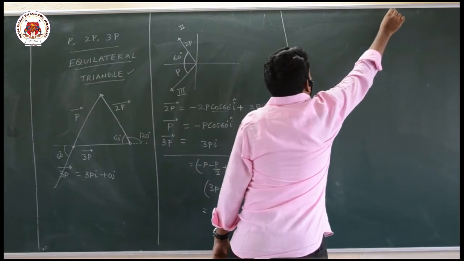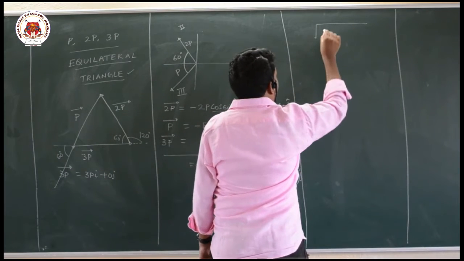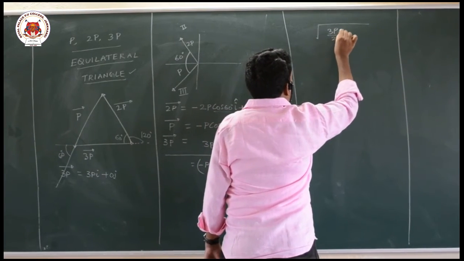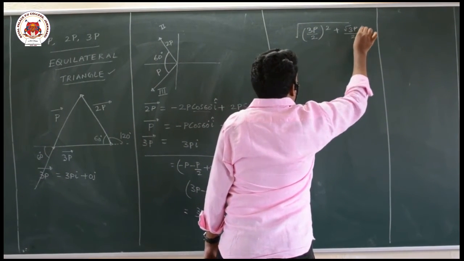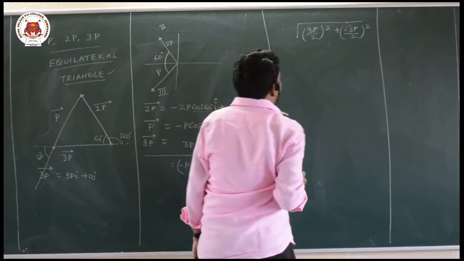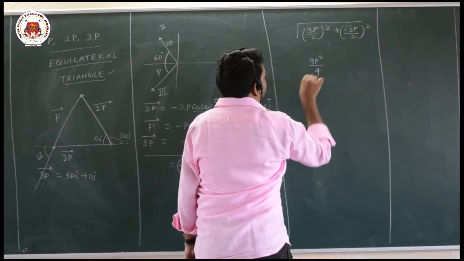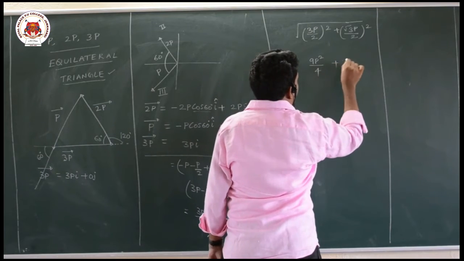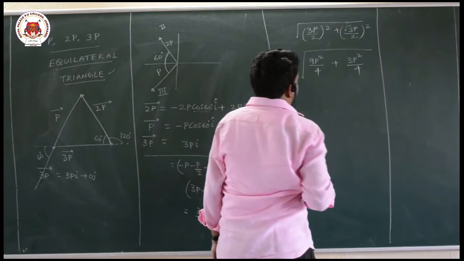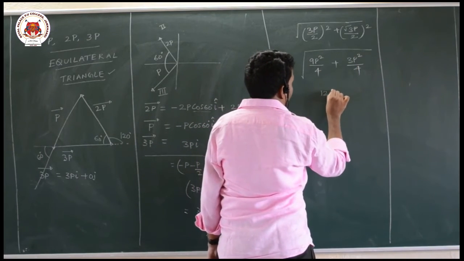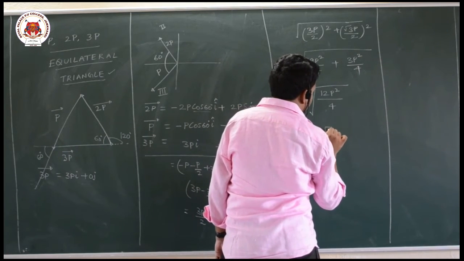The magnitude will be the root of 3p by 2 whole square plus root 3 p by 2 whole square. Now what are you going to get? 9p square by 4 plus 3p square by 4, under root. This you will get as 12p square by 4 under root. This is root 3 p. The answer is root 3 p.